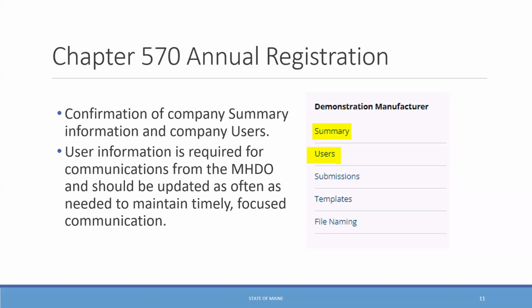So quickly, just to go over Chapter 570, Annual Registration. You should be familiar with this. Annual registration has been completed for this year. It was due earlier this year. So this was the confirmation of company summary information as well as company users. And as a reminder, user information is required for communications from the MHDO and should be updated as often as needed to maintain timely, focused communication.